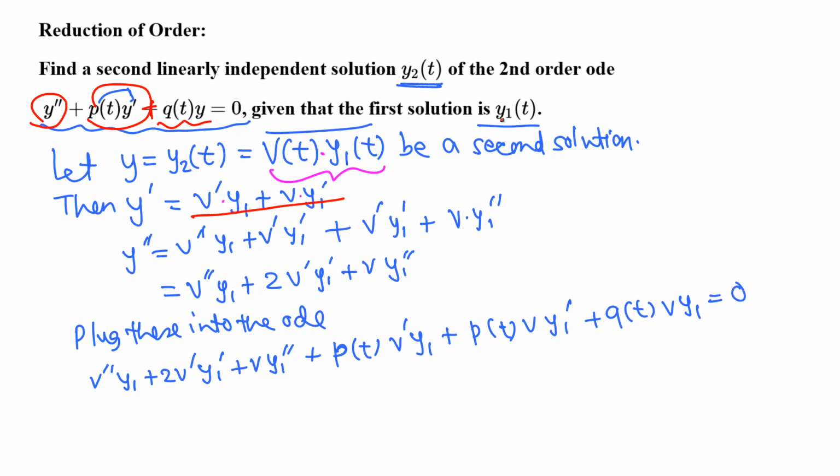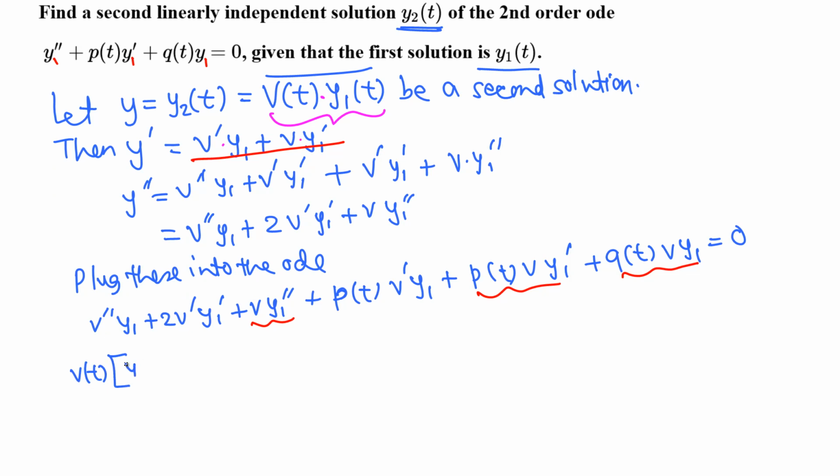And we know that y1 is a solution, it's already given. What does that mean? That means y1 satisfies this equation. So if we replace y by y1, then we get y1 double prime plus p(t) y1 prime plus q(t) y1 equals 0. Okay, that's the meaning of solution. Solution means when we replace y by y1, then it's 0. So let's use that fact. Here is y1 double prime, y1 prime and y1. From these three terms we can factor v out.